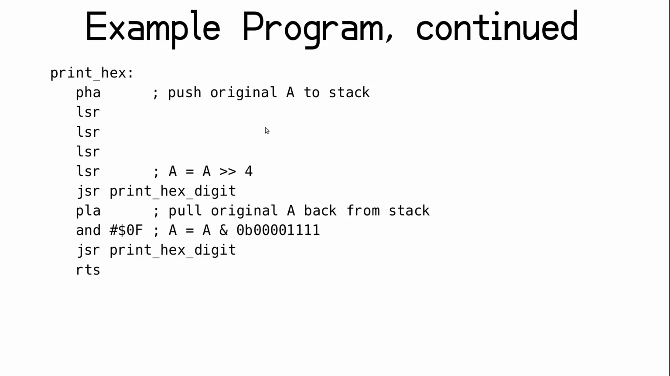This will give us a value from 0 to hex F, so we can then just print out that hex character with yet another subroutine called print hex digit, which will take that value in the accumulator. Then we pull that original value of A back from the stack, so that we can now mask out that lower nibble with an AND that clears out the upper nibble, and then print the hex character for what's left behind. Then we return back to where print hex was called.